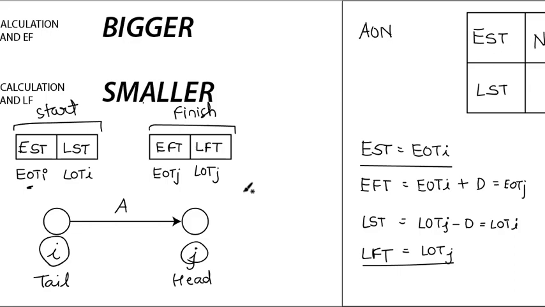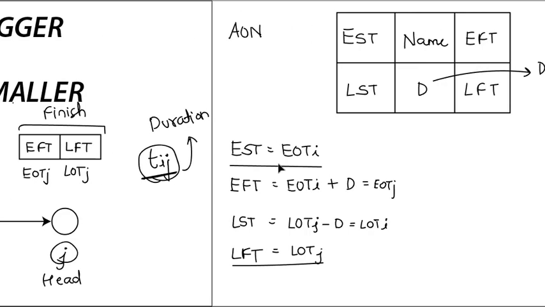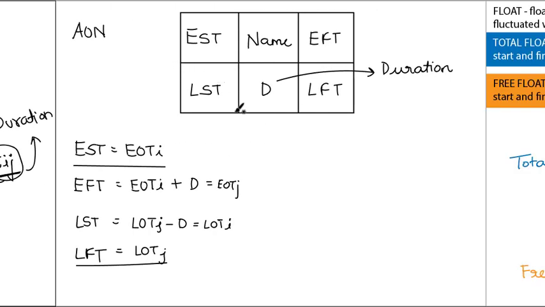So wherever you see the term TIJ, it generally indicates the duration. In many books they have given TIJ, so that's generally the duration, that is the time from tail to head. So we saw the representation for activity on arrow and activity on node.